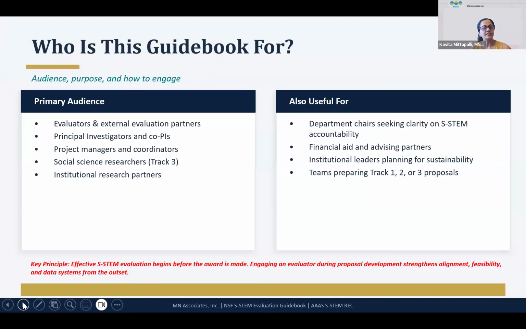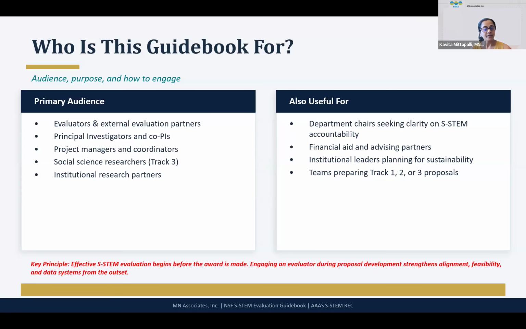So who is this guidebook for? Some of you may have scanned through the guidebook, and some of you are probably seeing this for the very first time. So please take a moment to download the guidebook. It's for you all. Essentially, it's for evaluators, the PIs, the co-PIs, project managers, institutional research folks, and social science researchers on all the tracks.